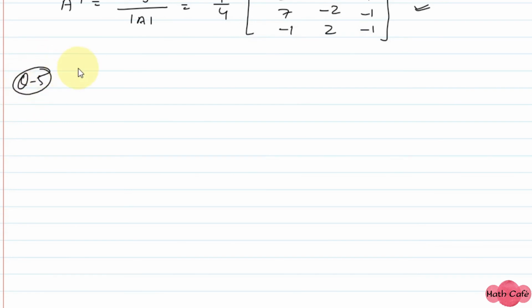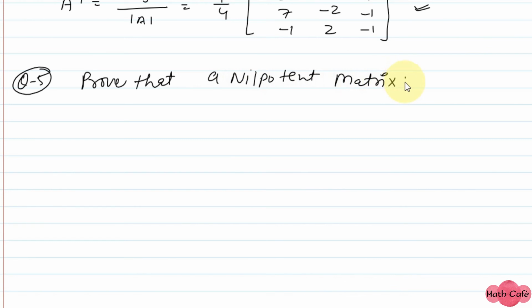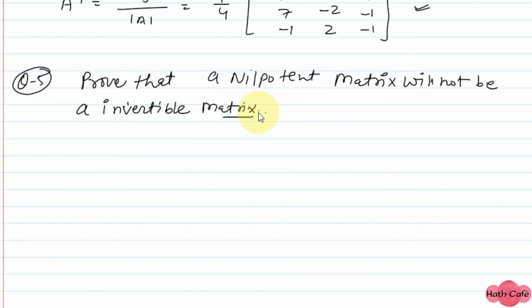Question number 5. We need to prove that a nilpotent matrix will not be an invertible matrix, that means the inverse will not exist, and we need to prove that.